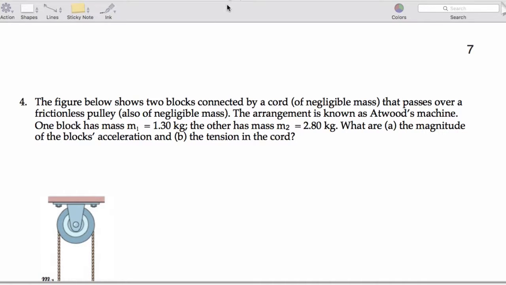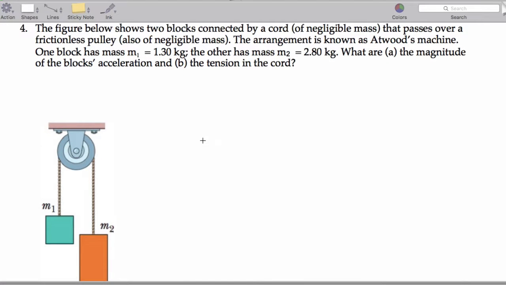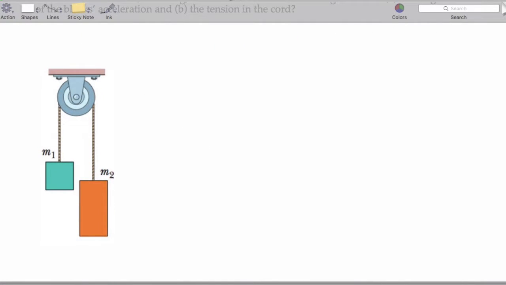All right, so I wanted to take a look at this Atwood's machine problem. That's what this is called. Now, again, step one, let's draw a free body diagram of the situation. So I'm going to have the free body diagram for M1. There's a tension going up, and there's the weight on 1 due to the Earth.